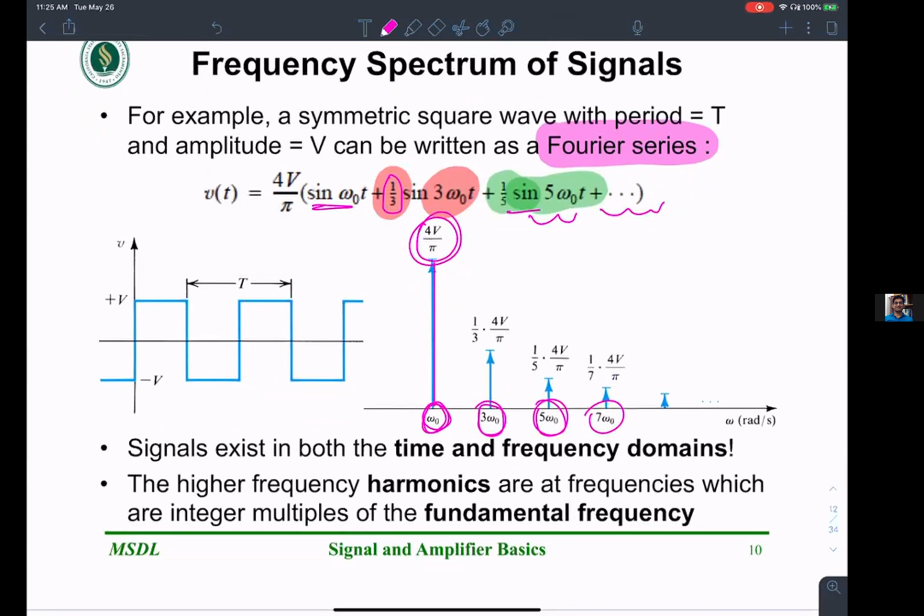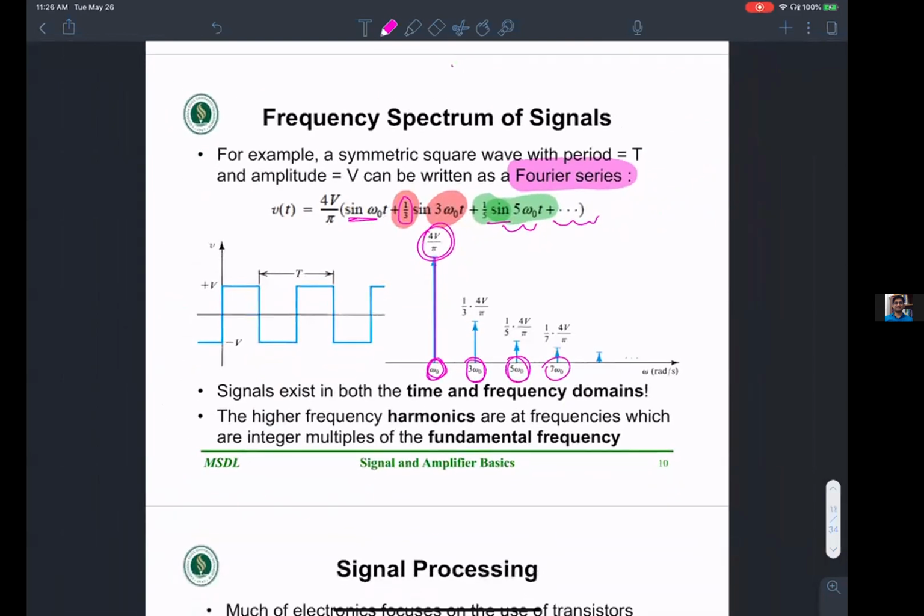So that's a wonderful observation, and that divides the available spectrum. It makes it easy for us to visualize the available spectrum in a given repetitive wave.